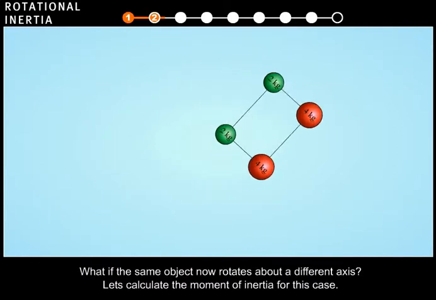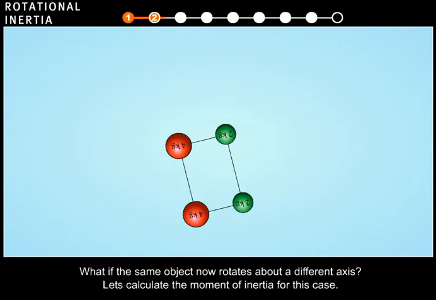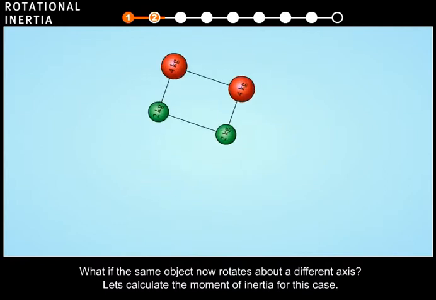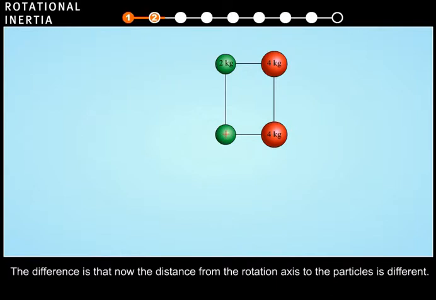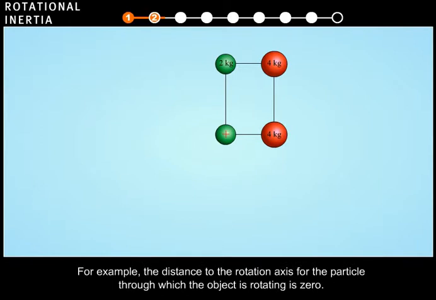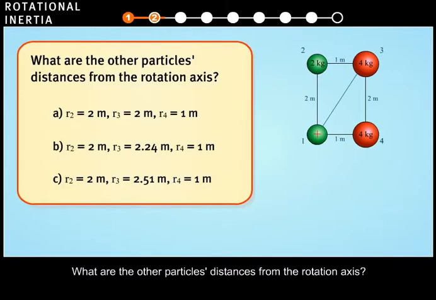What if the same object now rotates about a different axis? Let's calculate the moment of inertia for this case. The difference is that now the distance from the rotation axis to the particles is different. For example, the distance to the rotation axis for the particle through which the object is rotating is 0. What are the other particles' distances from the rotation axis?